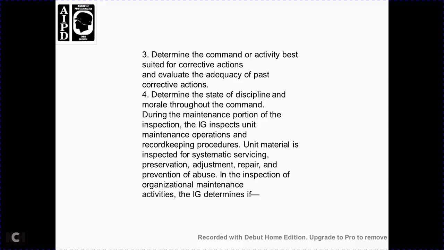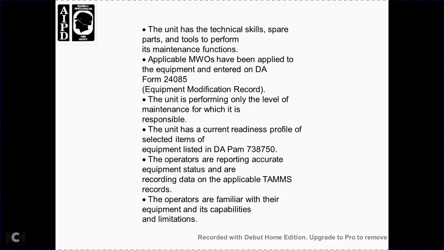Determine the state of discipline and morale throughout the command during the maintenance program with the inspection. The IG inspects the operations and record procedures. Unit maintenance is inspected for systematic servicing, preservation, adjusting, repair, and prevention of use. Organizational maintenance is an activity. The inspector general determines if the unit has the technical skills and tools to perform the maintenance unit function. The applicable maintenance work orders have been applied to the equipment and entered on DA Form 2408-5.